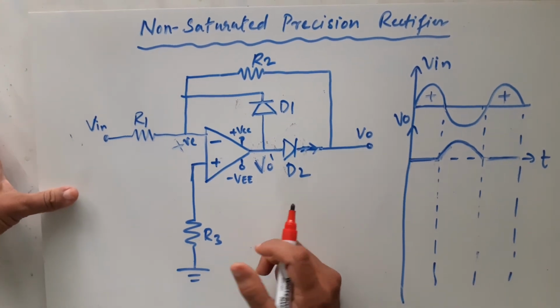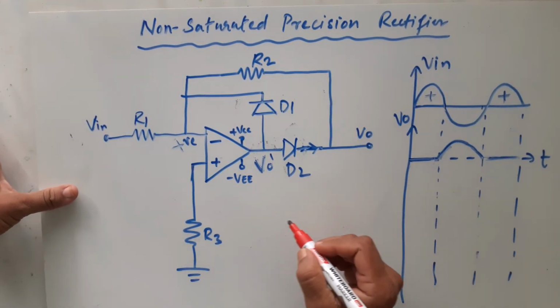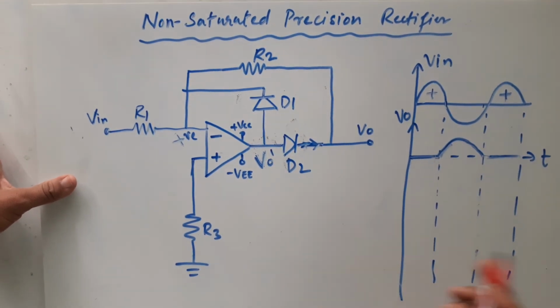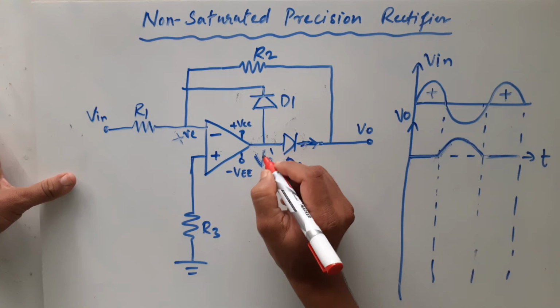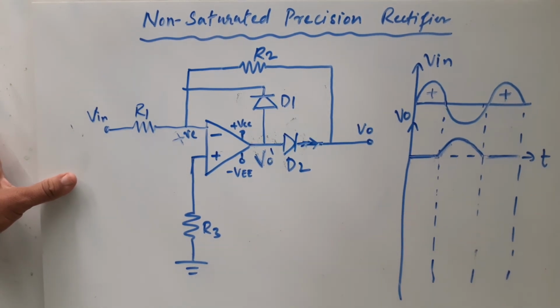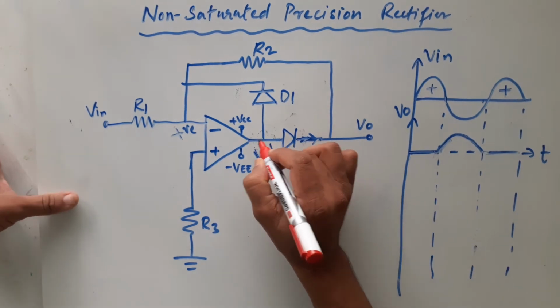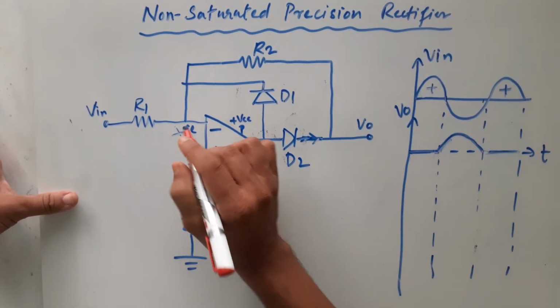Now you may be thinking, just by connecting one diode, how can we avoid the V0 dash going into saturation voltage? How can we avoid V0 dash voltage going into negative saturation level? This is how. Let us analyze with this.